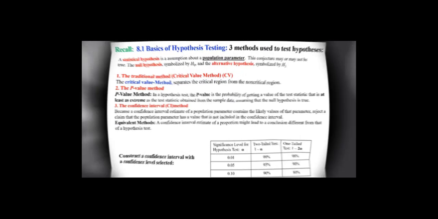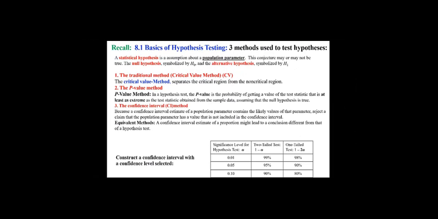Test of hypothesis is being discussed. We're going to look at testing a claim about a proportion. When we looked at 8.1, let's just quickly recap what we learned. A statistical hypothesis is an assumption about the population parameter. This conjecture may or may not be true. The null hypothesis is symbolized by H0 and the alternative is symbolized by H1.